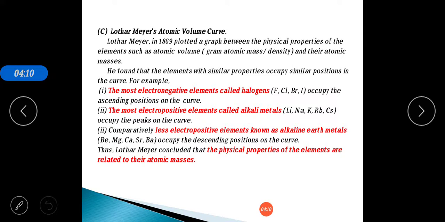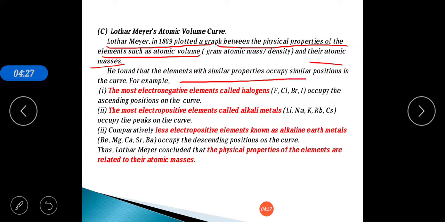Lothar Meyer's atomic volume curve. Lothar Meyer in 1869 plotted a graph between the physical properties of the elements such as atomic volume and atomic masses. He found that elements with similar properties occupy similar positions in the curve. For example, the most electronegative elements called halogens, fluorine, chlorine, bromine and iodine, occupy the ascending position on the curve.